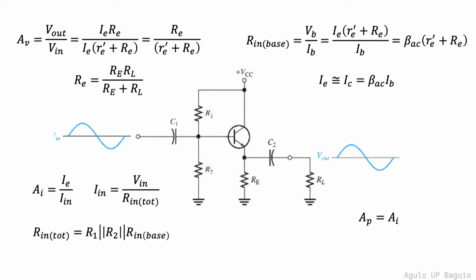We write the expression for the current gain to be the output current, which is the emitter current, divided by the input current. The input current is just the input voltage divided by the total input resistance. The total input resistance includes the voltage divider resistances and the input base resistance. Finally, we derive the expression of the power gain, which is just equal to the current gain since the voltage gain is just unity.